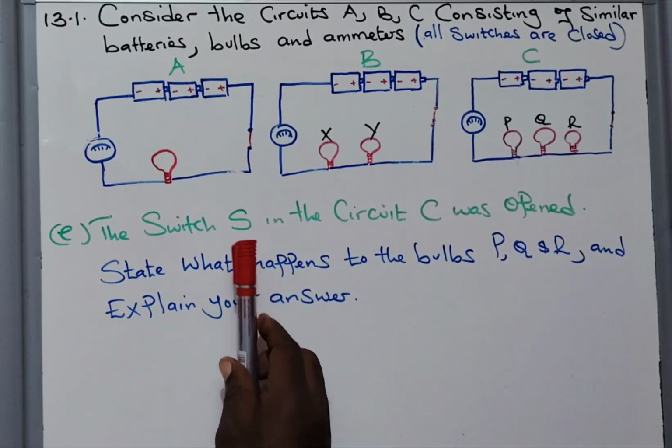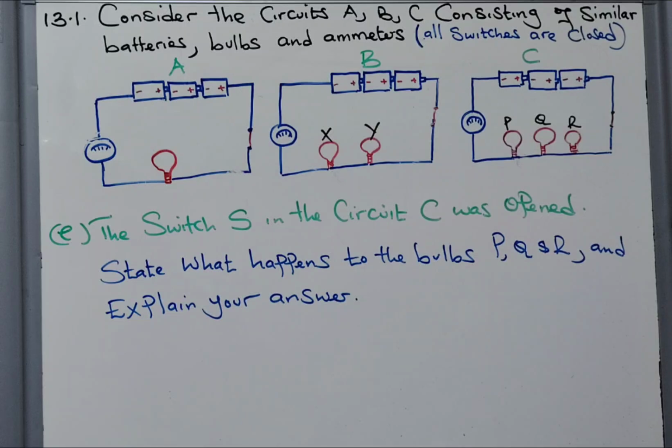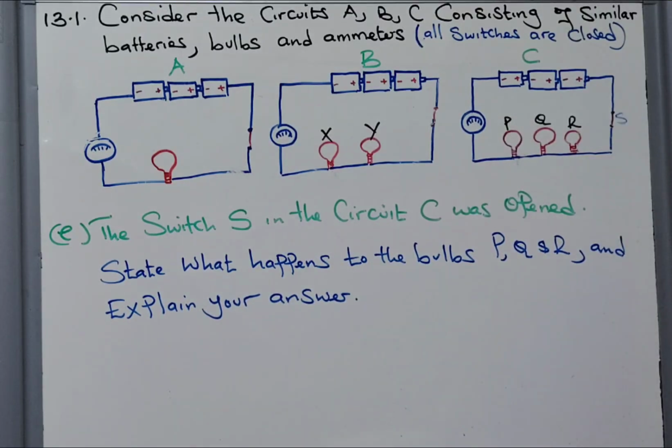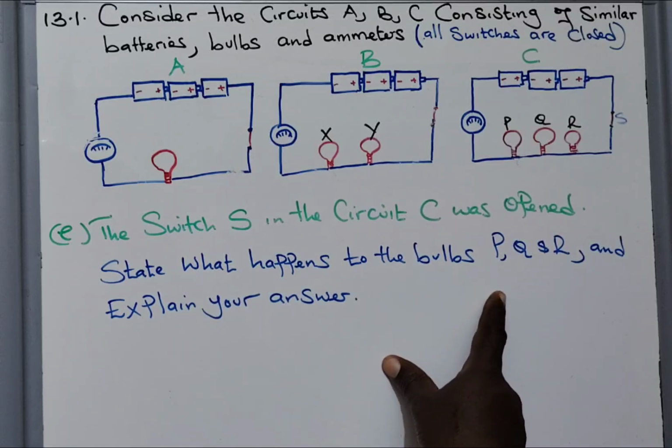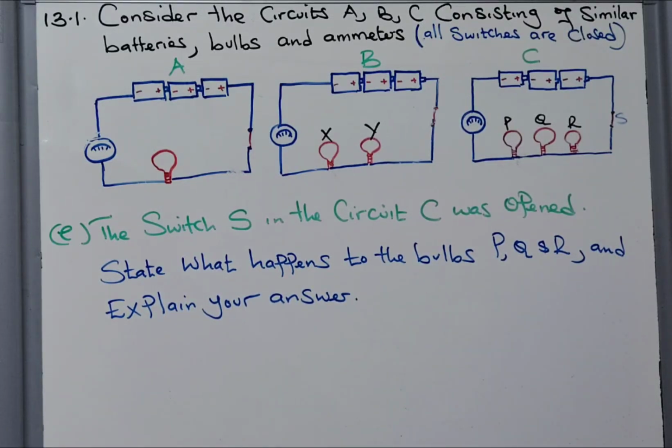Then we come to this one. It says that the switch S, this is our switch S, was opened. State what happens to bulbs P, Q, and R, and explain your answer. When you switch off or open switch S, what will happen to the bulbs P, Q, and R? The answer is that they'll go off.